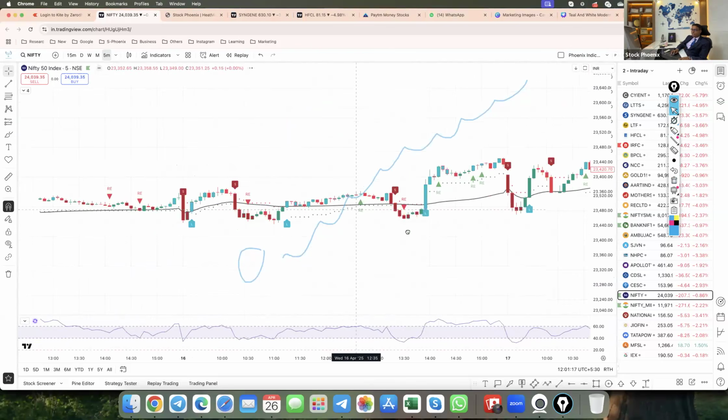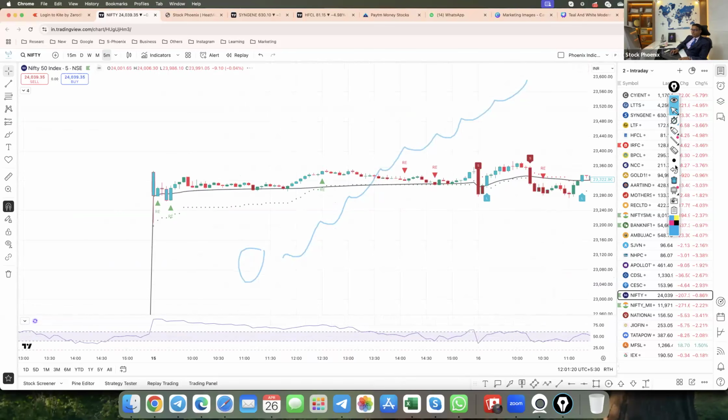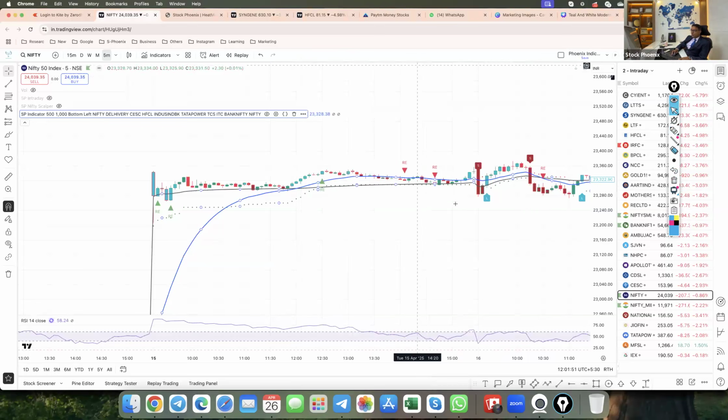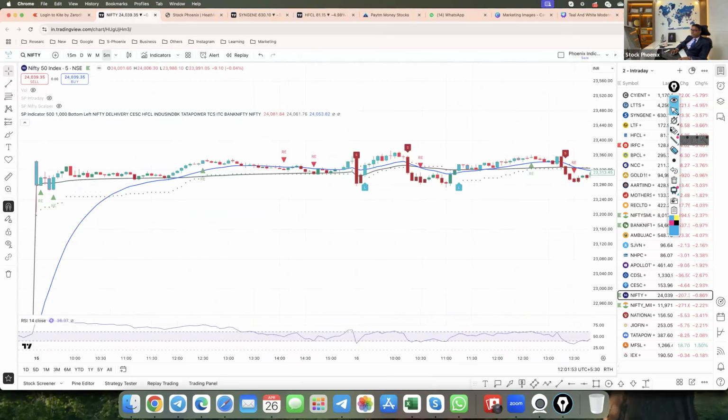But what about a muted market like this? How to know that there's a muted market? There are two ways to find out. Way number one, go to the indicator, click on trend line 2. Everyone got it? Click on trend line 2.